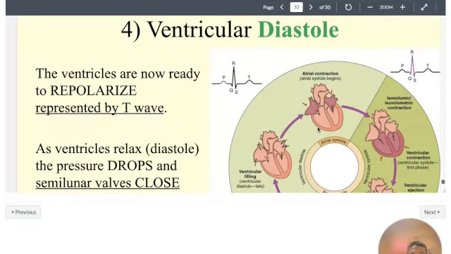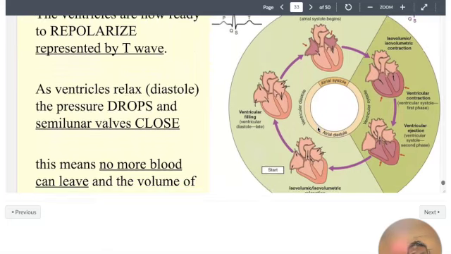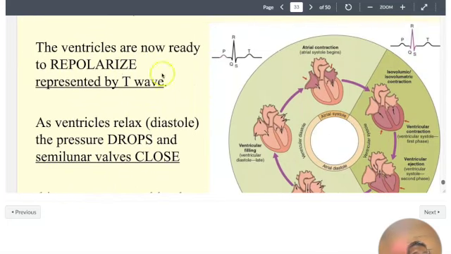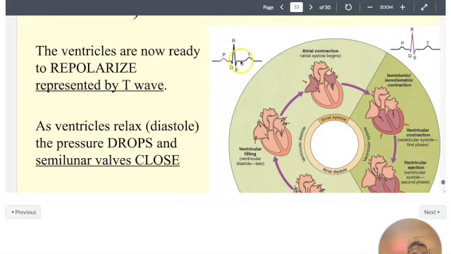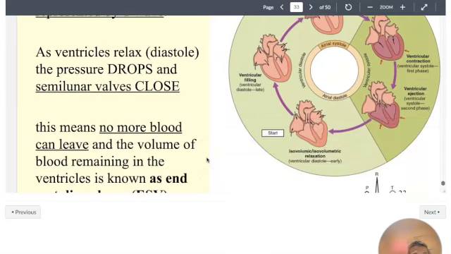Now the ventricle will relax again. The ventricle is now ready to repolarize. When the ventricle is repolarizing, the atrium is getting ready to squeeze. When the ventricle is relaxed, it's represented by the T wave. But then it's getting ready to contract again.